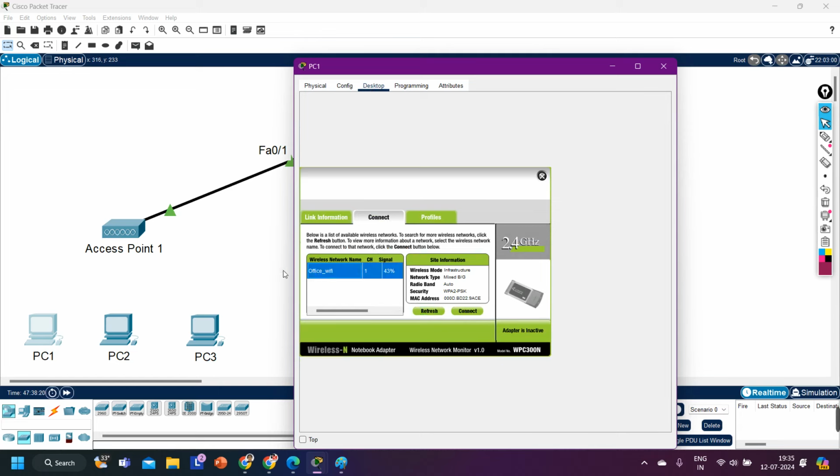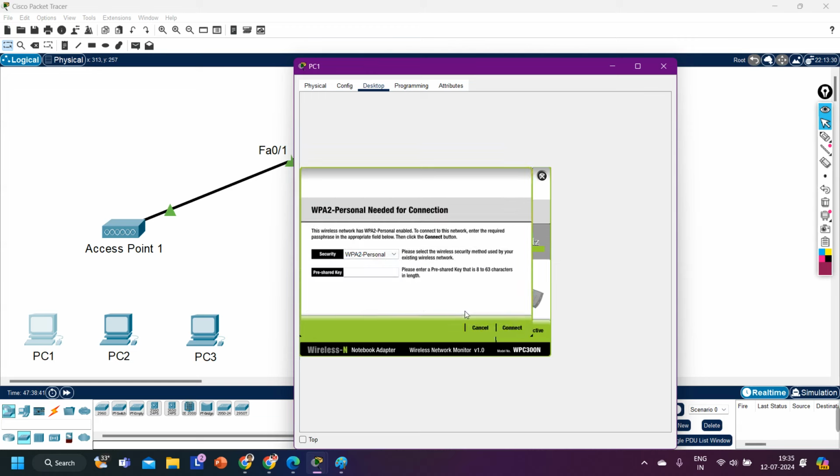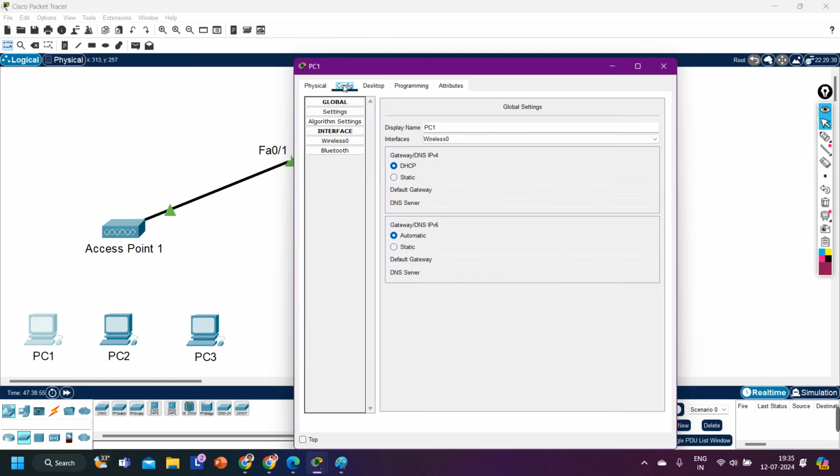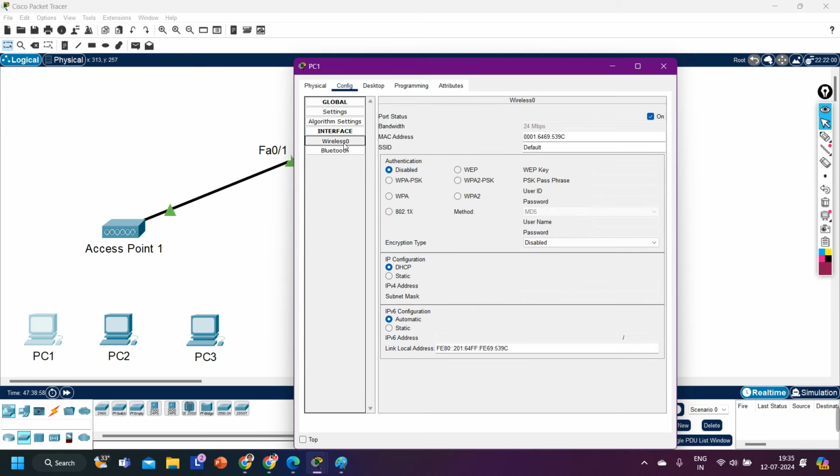There is one SSID, guys, that is office underscore Wi-Fi. How did this client machine get this SSID? With the help of the beacon signal, because the AP is transmitting a beacon signal. So now the client machine can see the name of the wireless network, and after that click on connect. It will ask you for, sorry, not username, SSID and password, right? Like this you can connect, or directly go to the config tab and then click on the wireless 0 adapter interface. Right now you can see this machine is getting its IP address from APIPA.